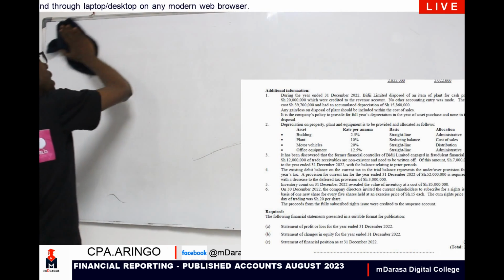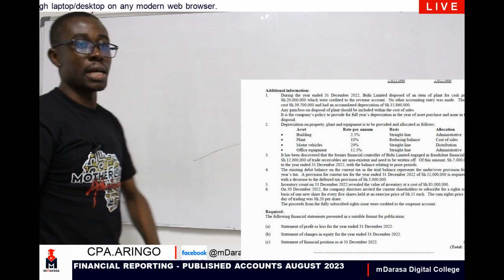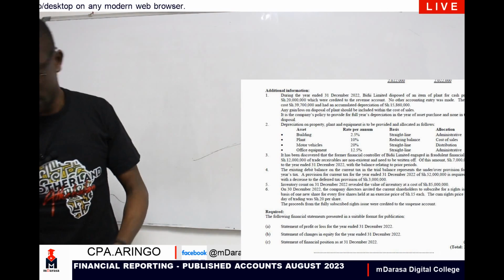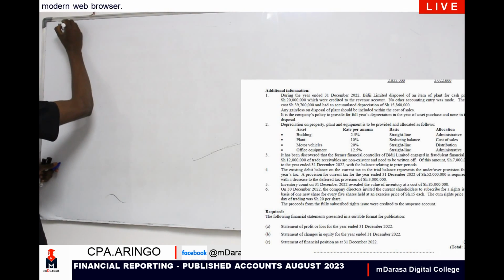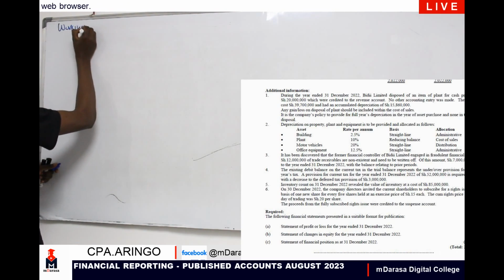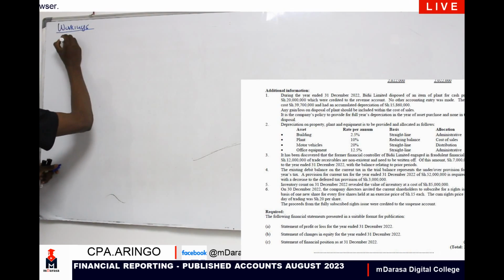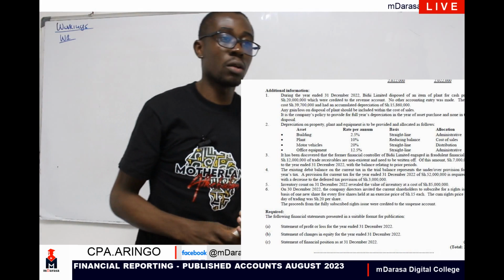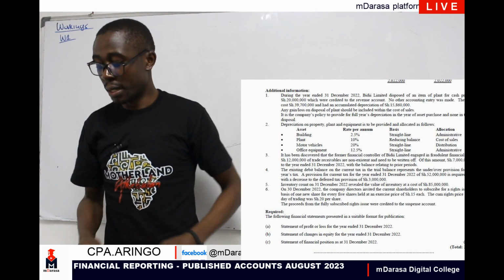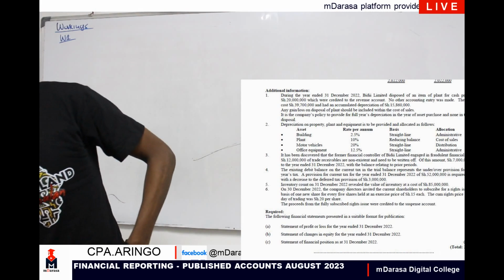After going through that, we start with additional information number 1. Take this as part of our workings, right? So working number 1, we take in our additional information note 1, which you're given there. Let us go through that additional info together.